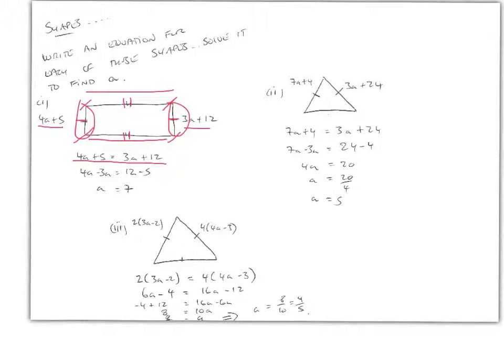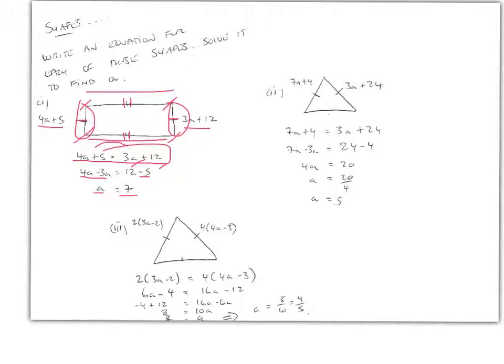Let's solve for a. So let's gather the a's. 4a minus 3a is equal to this 12 plus that 5, which becomes minus 5 as we move it over the bridge. So 4a minus 3a is a, 12 minus 5 is 7, a is equal to 7.